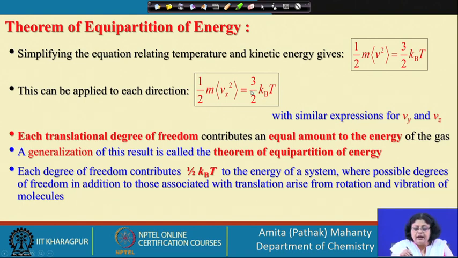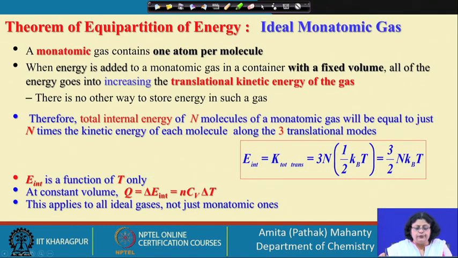So, that is 3, and per degree of freedom, I have half kT associated. So, the total energy associated will be 3 by 2 kT. Each degree of freedom contributes half kT to the energy of the system. Possible degrees of freedom, in addition to those associated with translation, may arise from rotational and vibrational modes of the molecule.